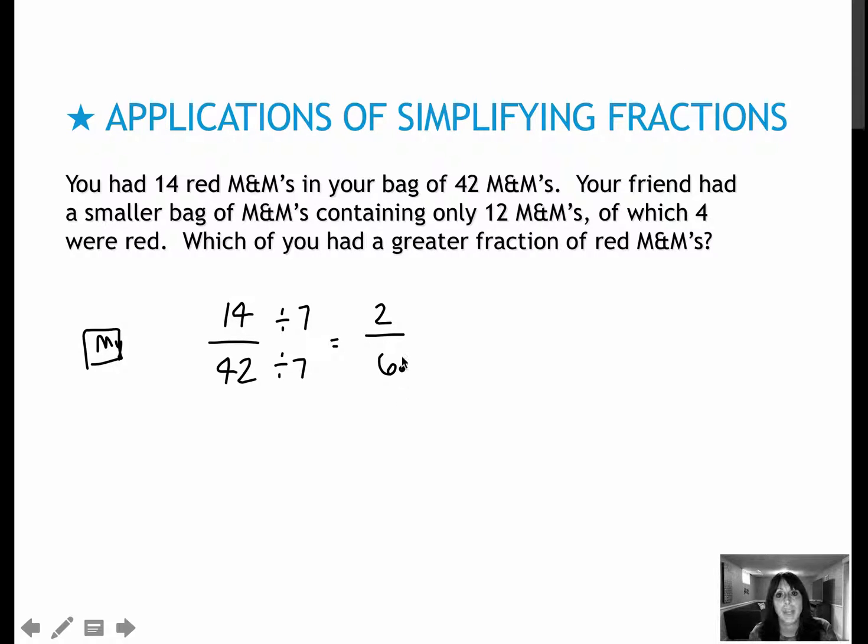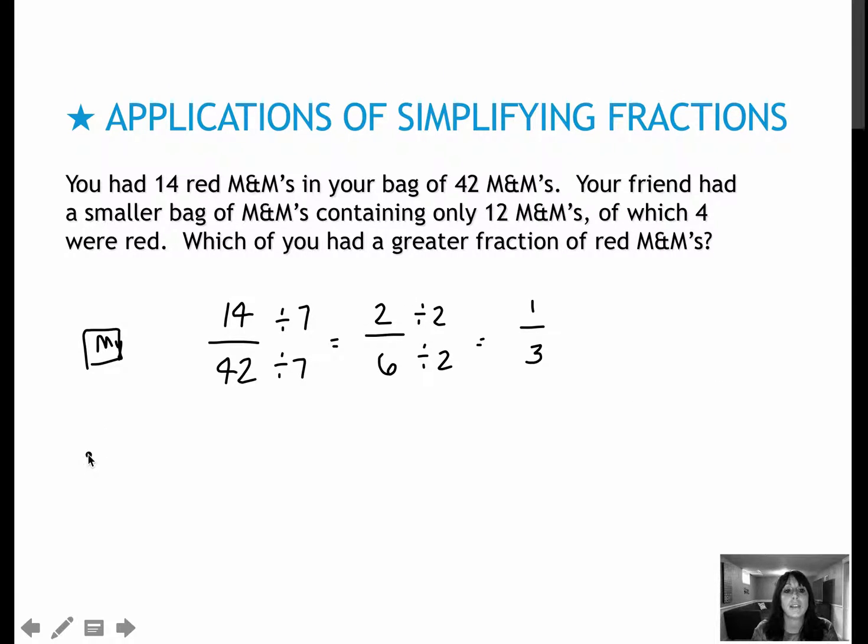on the bottom. And it looks like I didn't quite come up with the correct greatest common factor, and I could still continue to divide this. So divide this by 2, which gives me 1 over 3. So a third of my bag of M&Ms are red, in a perfect world, but probably not really.